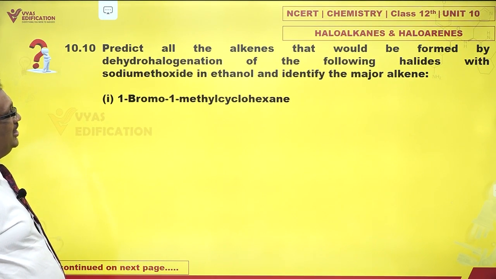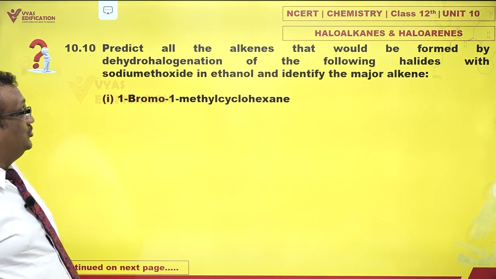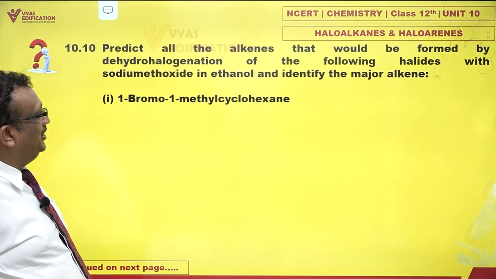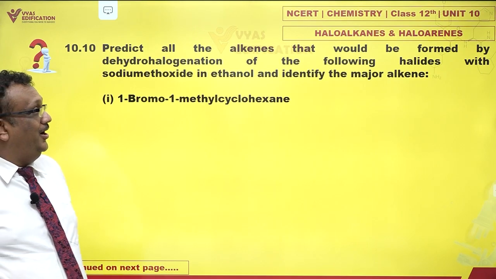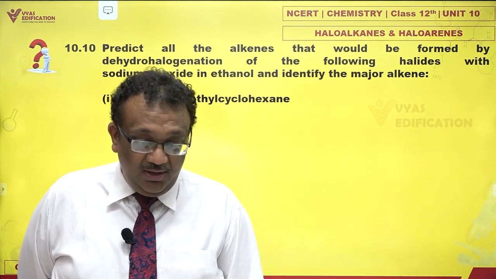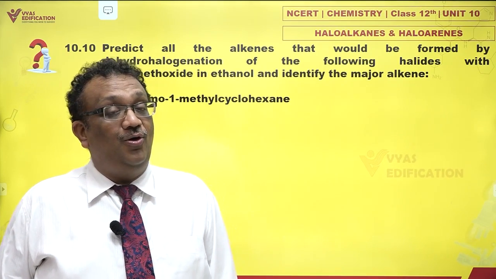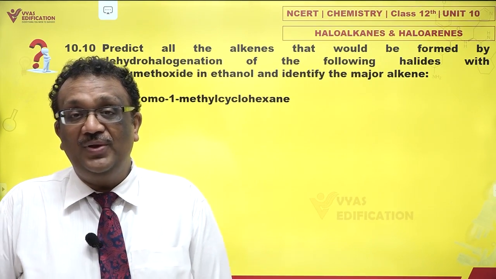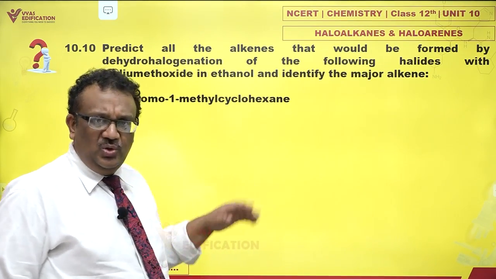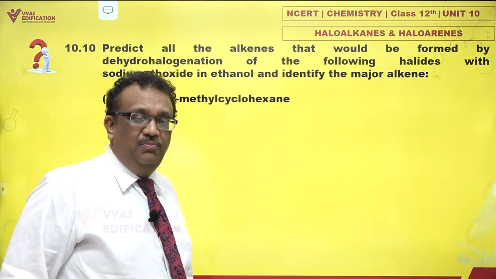Predict all the alkenes that would be formed by dehydrohalogenation of the following halides with sodium ethoxide in ethanol, and identify the major alkene. Now we are talking about an elimination reaction called dehydrohalogenation. This is a very important reaction, and before we go around solving these problems, let me just give you a quick brief about it.